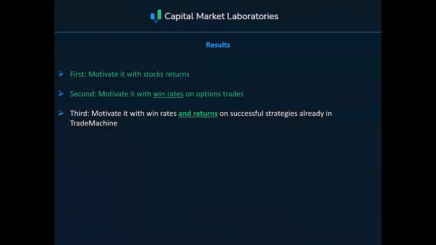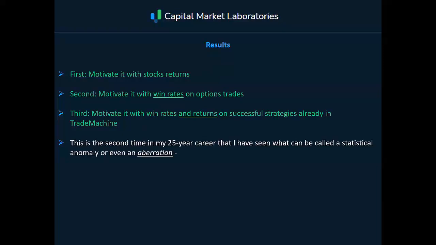And then I said I would motivate it with win rates and returns on successful strategies already in TradeMachine. I did that too. I showed stock. I showed 3 option strategies. I could have filled 5 hours with the strategies that exist in TradeMachine and how they've improved. This is the second time in my 25-year career that I've seen what can be called a statistical anomaly, or even an aberration. An aberration is a departure from what is normal, usual, or expected.